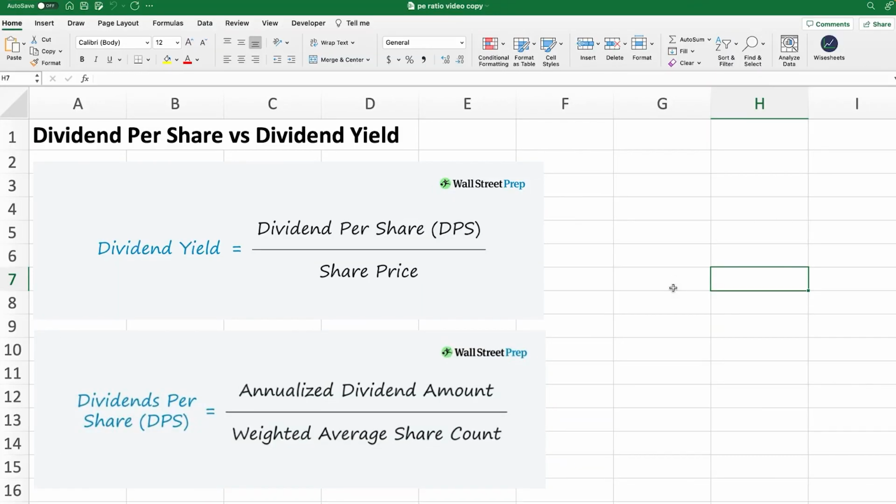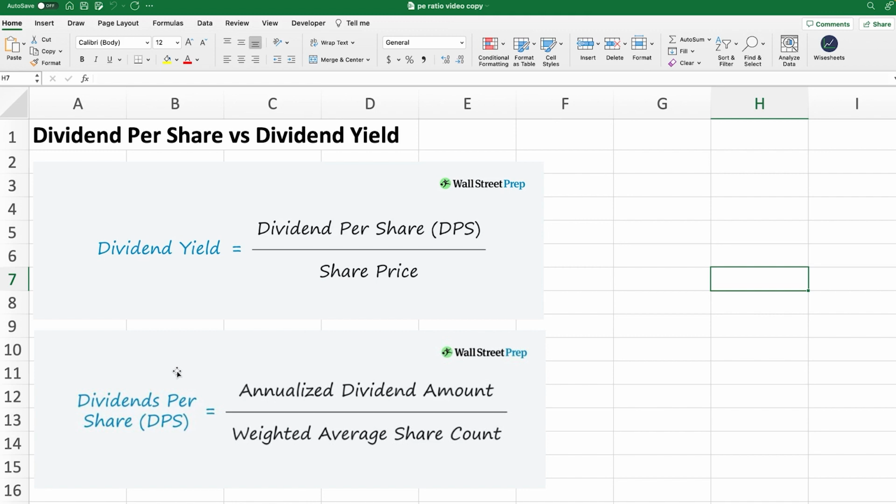Okay, so let's talk about the difference between the dividend per share and the dividend yield metrics. As you can see on the spreadsheet, we have the two different formulas that are used to calculate both of these metrics. Starting with the dividend yield, the way that this metric is calculated is basically by taking the dividend per share and then dividing that by the stock share price. Both of these metrics, as you will see, are very easy to calculate, and I'm gonna walk you step by step through their calculations from the financial statements so that way you really understand both of them.